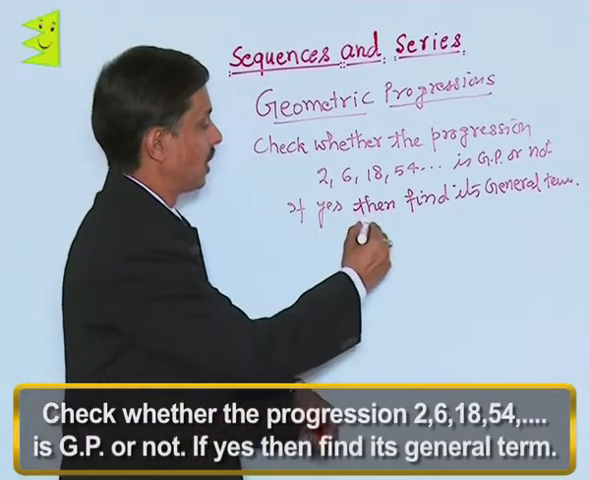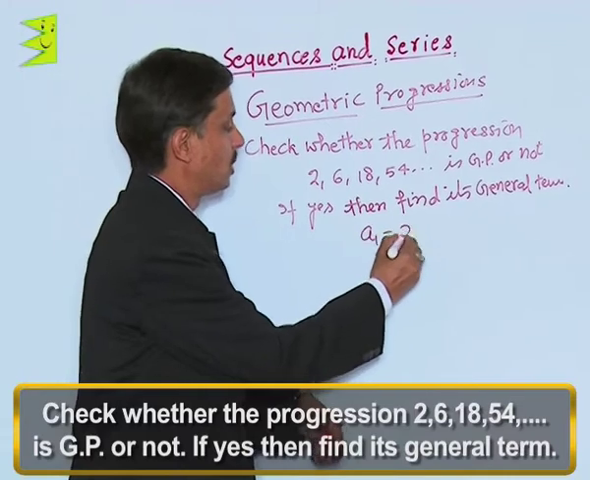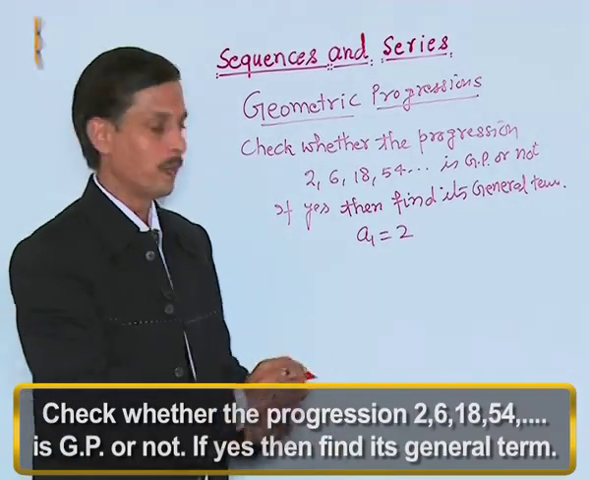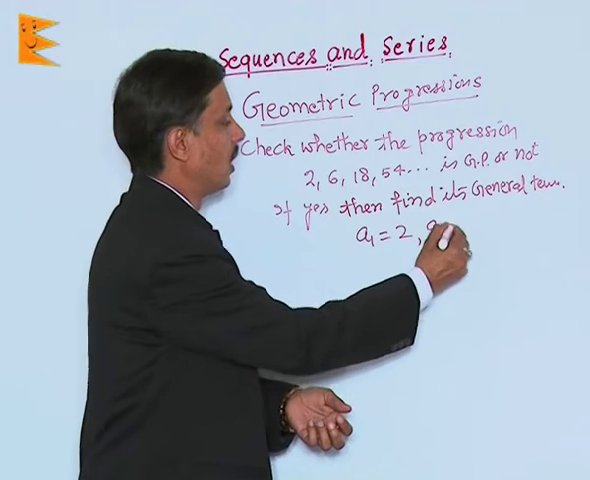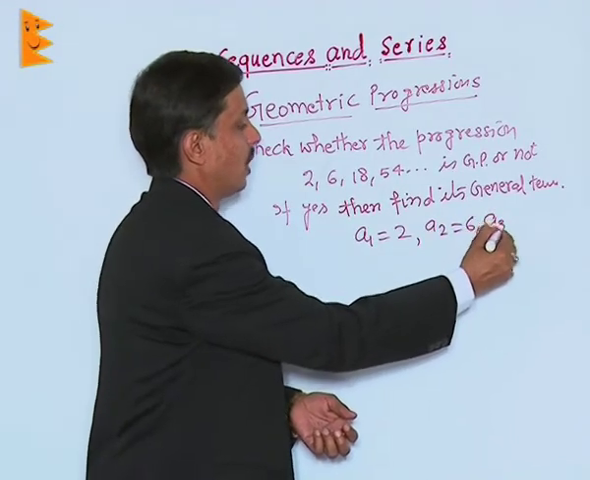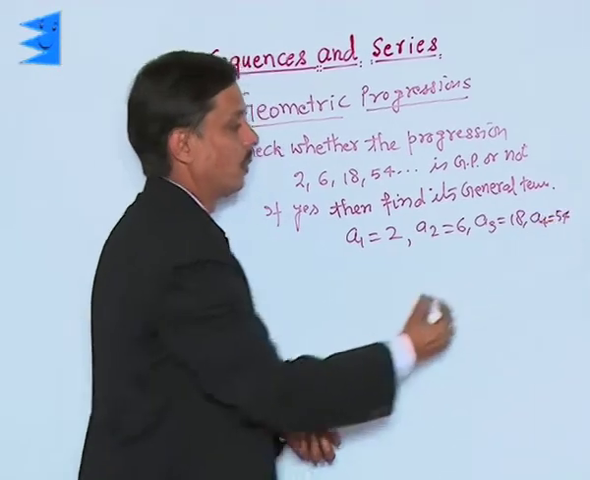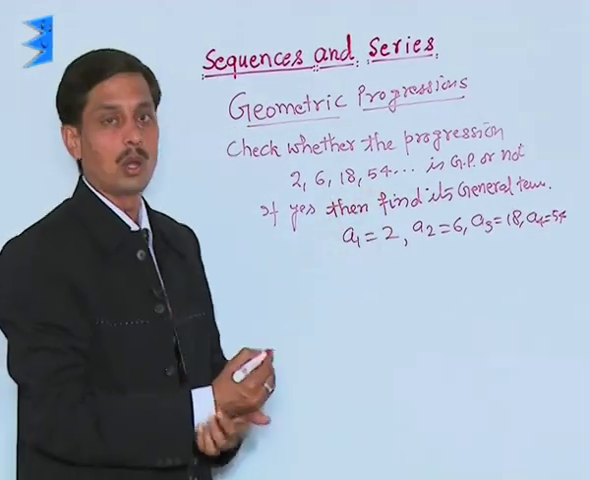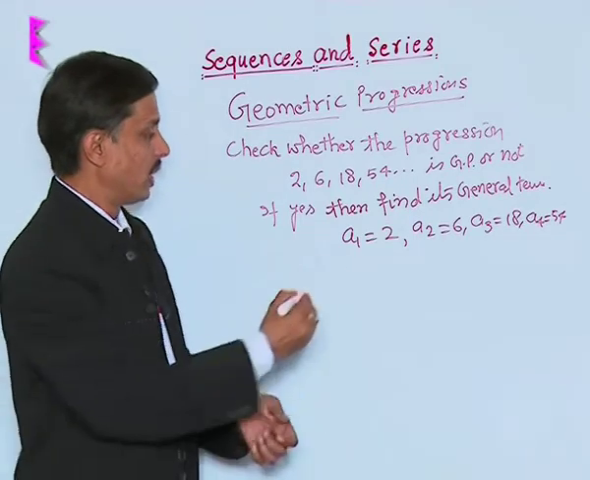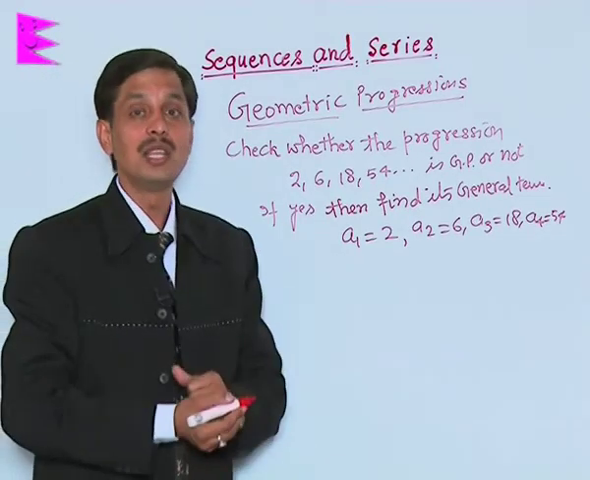Here the first number of this progression is 2, so I say A1 is equal to 2. Second is clearly A2 is 6, A3 is 18, A4 is 54. These are the terms and so on. The question is to check whether it is GP or not.